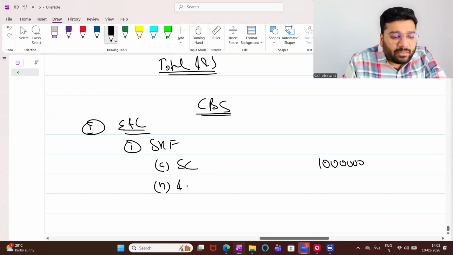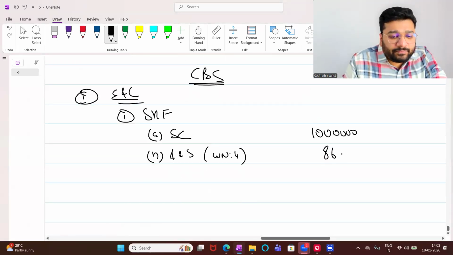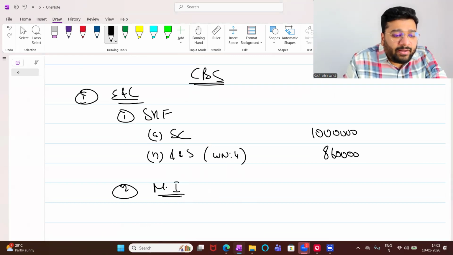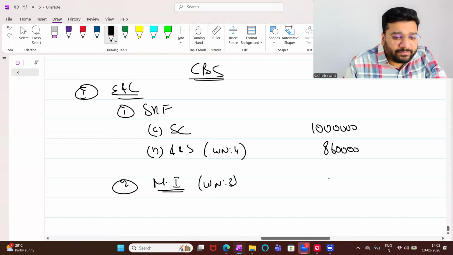Next, B, reserve and surplus, coming from your working note number 4. How much is it? 8,60,000. Second is minority interest, from working note number 3. How much is minority interest? 2,40,000. Very good.